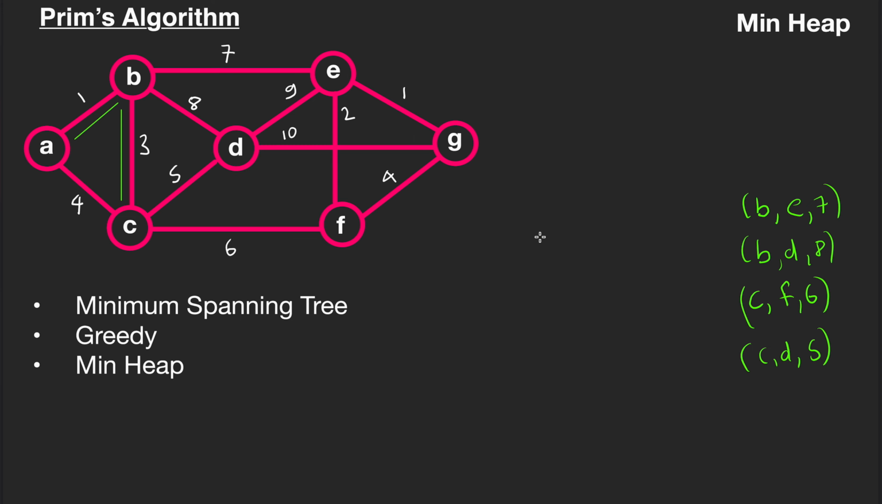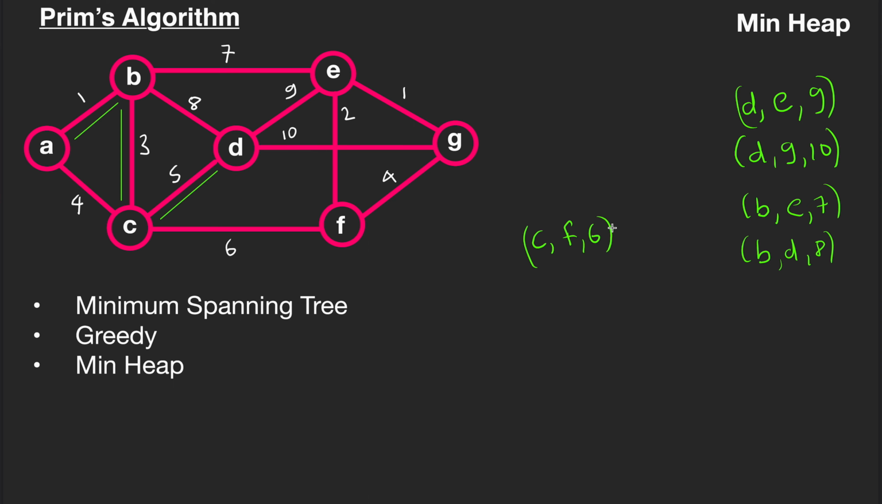Now we'll remove the next element from our min heap, that is CD5. Node D is not yet visited, so we'll add an edge between node C and node D. Now we'll add all the edges from node D to the nodes that are not yet visited to our min heap. Now the job of this edge is done, so we'll remove it. Now we'll remove the next element from our min heap, that is CF6. Node F is not yet visited, so we'll add an edge between node C and node F. We'll add unvisited edges from node F to our min heap. We'll remove the next element from our min heap, that is FE2.